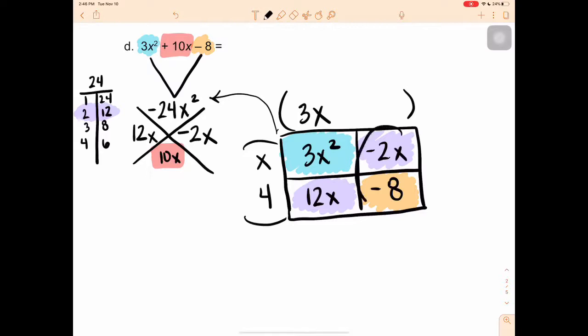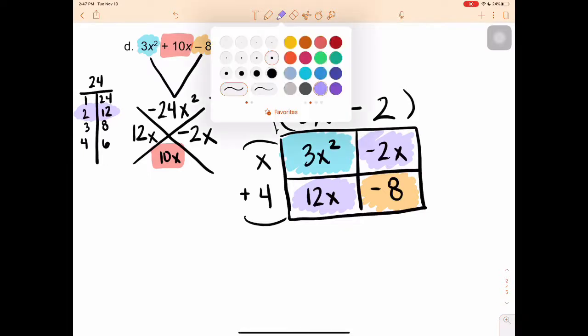And then here, they're both negative. So negative and a 2. And again, you can check to see, okay, so if I have negative 2 times x, that should equal negative 2x, and it does. 4 times negative 2, yep, should equal negative 8, and it does. And so on. Okay? So now this one, the factored form is 3x minus 2 times x plus 4. That's a positive 4 there. And you're done with that one.